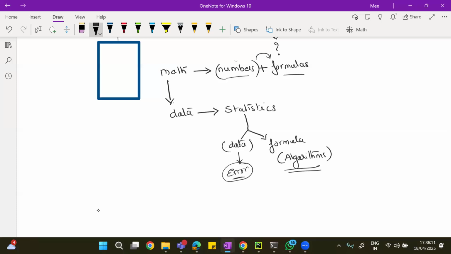Okay, till there is okay. Now we know what a model is. A model is nothing but a program based on algorithm. So what is an algorithm? It is a statistical formula. Clear.